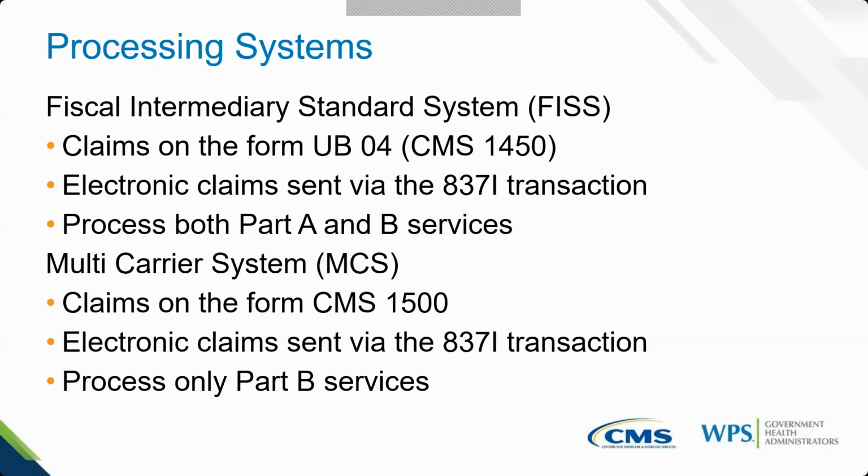So when we talk about benefits, it's A or B. How is it paid? Which money does it come out of? The A trust fund or the B trust fund? When we talk about processing, it does not look at it from A and B. It looks at it from claim form submission. This means that the Part A processing system, or FISS, actually processes both A and B services because it is all hospital services, regardless of inpatient or outpatient.